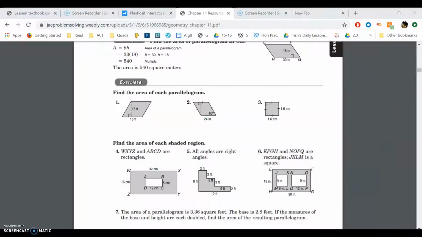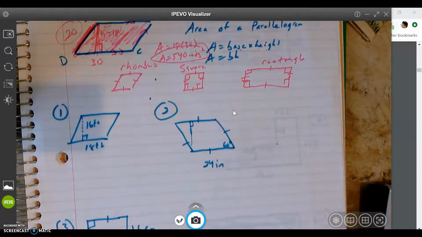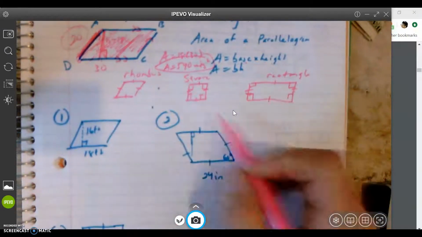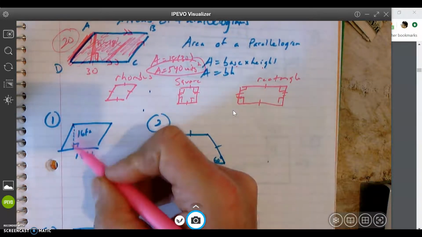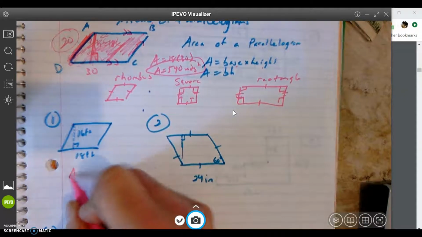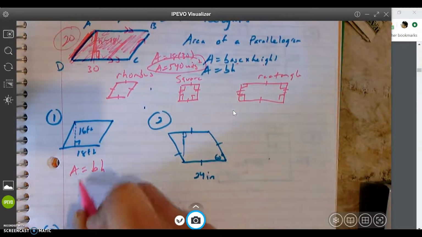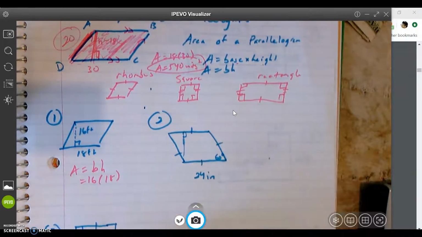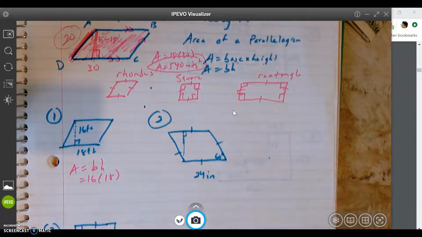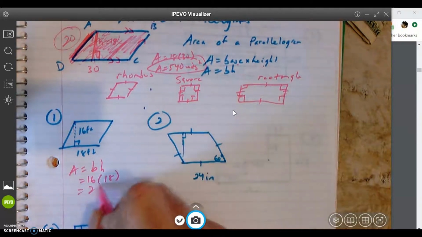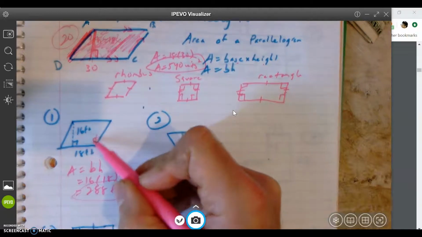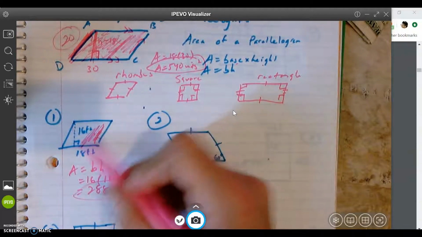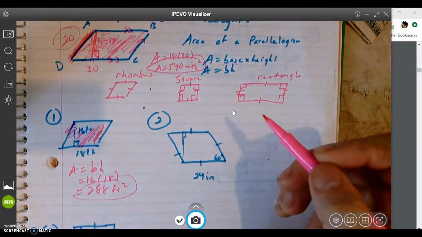Number 1. Always starts with the easy stuff. So here we're assuming these are parallelograms. That's what it says in the instructions. So we got 16 and 18. It looks like the height is 16 and the base is 18. And so the area is just base times height, which is 16 times 18. 16 times 18 is 288 feet squared. There's all the square feet. So it's all of that space inside that parallelogram.